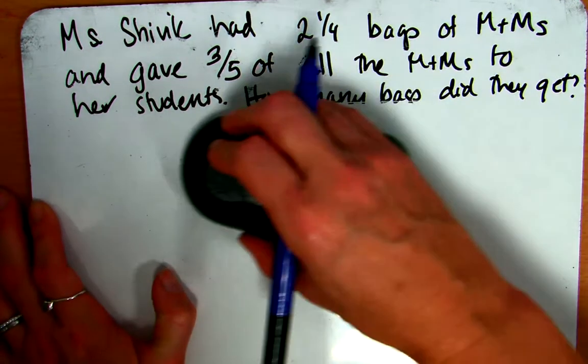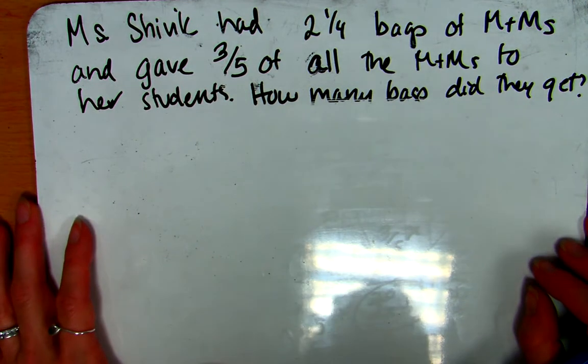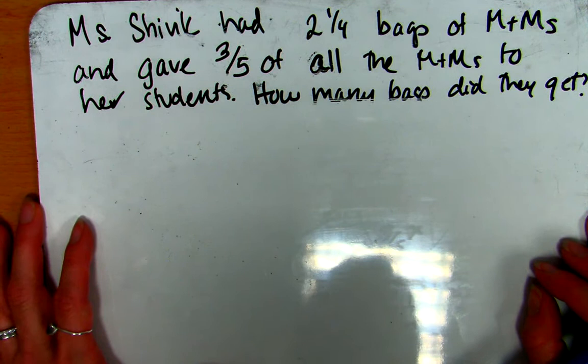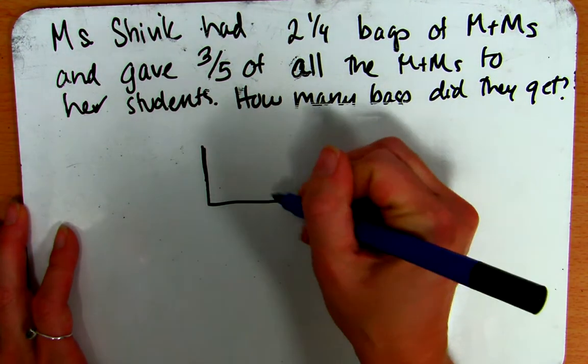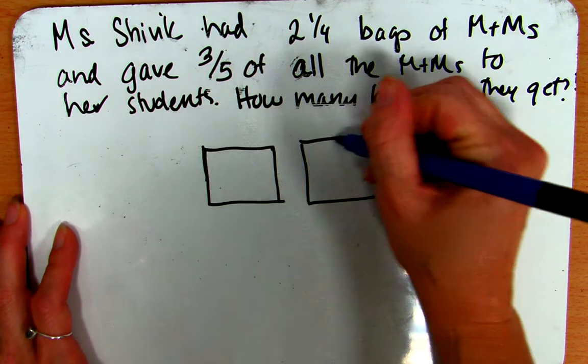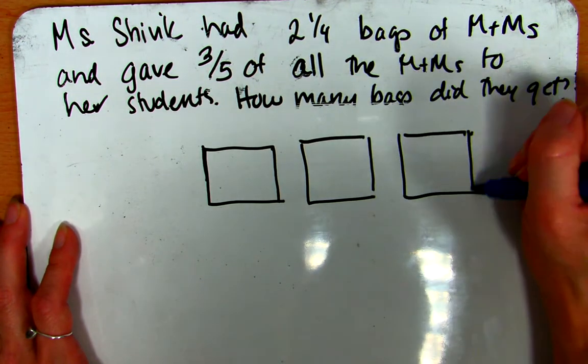So let's see what happens if I do my model. I want 3/5 of 2 1/4. So if I want 3/5 of 2 1/4, I need to start by drawing 2 1/4. Then I can take 3/5 of it. So here is 1, 2, and then I need my quarter over here.